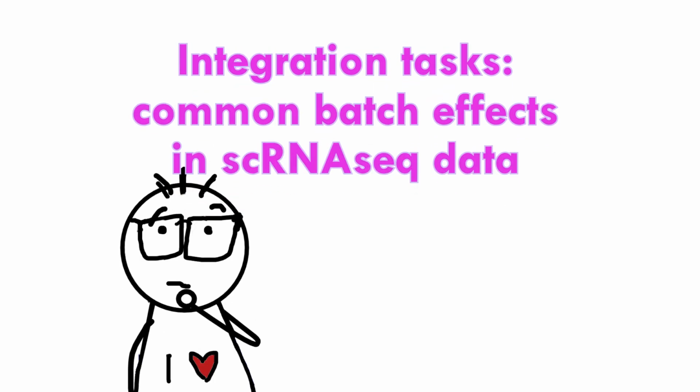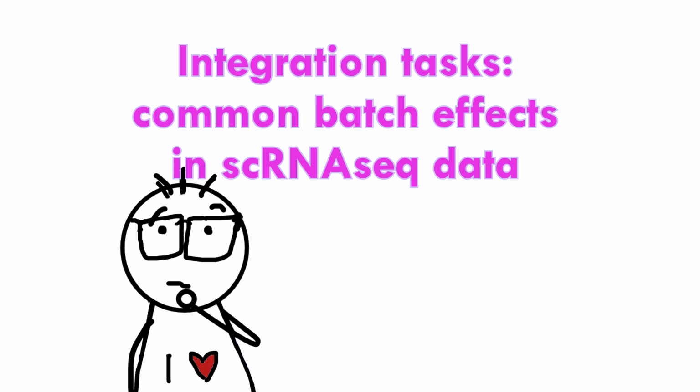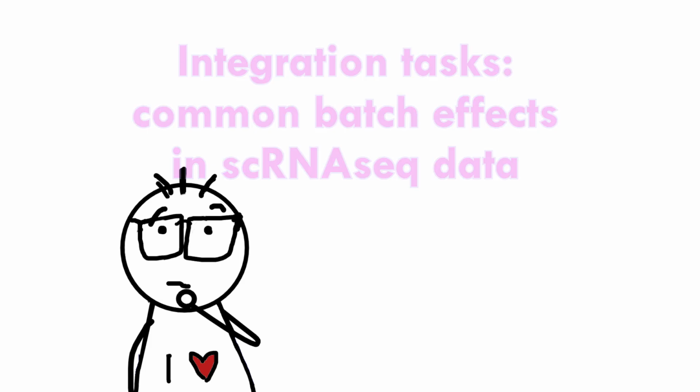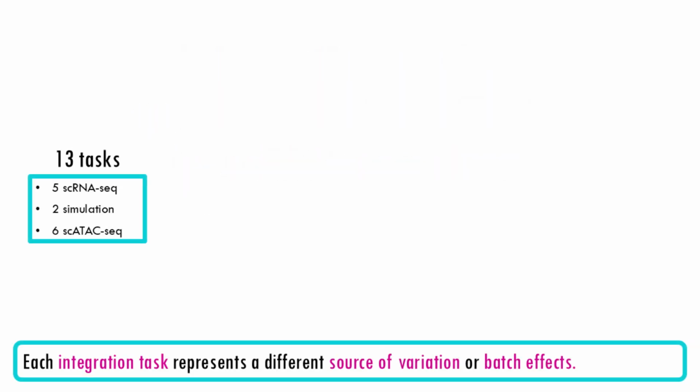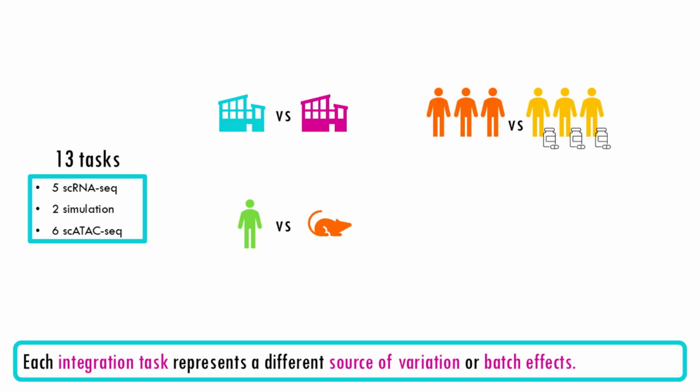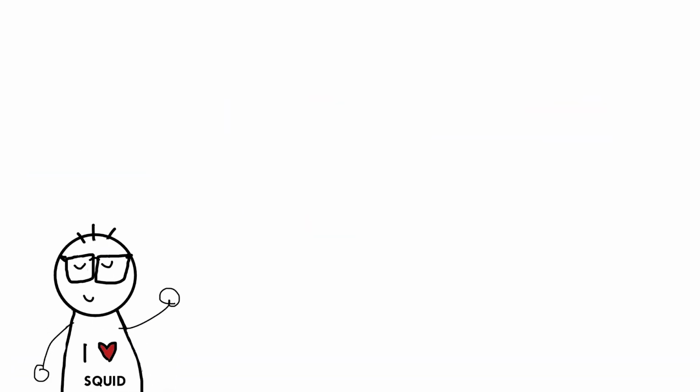So the first thing is to define these integration challenges or integration tasks. Each integration task represents a different source of variation or batch effect you'd like to correct for. Are you trying to integrate data from different institutes? Are you doing a cross-species comparison? Do you have data from different tissue sites of the same patient? Your first step is to identify what your batch effects are, as that will help you focus on the benchmarking results for that integration task.